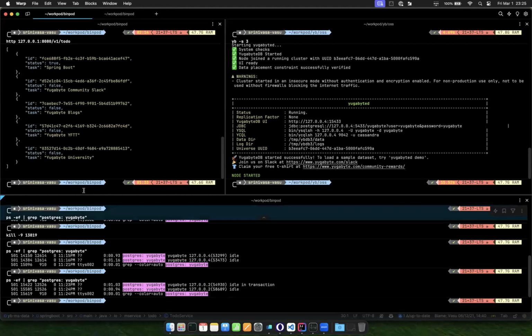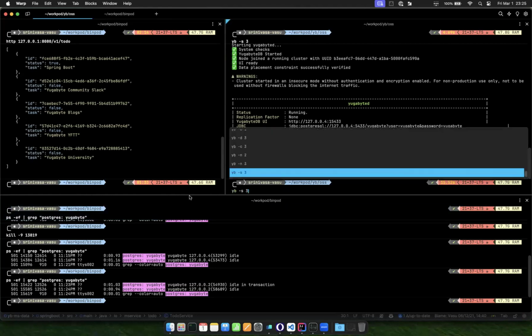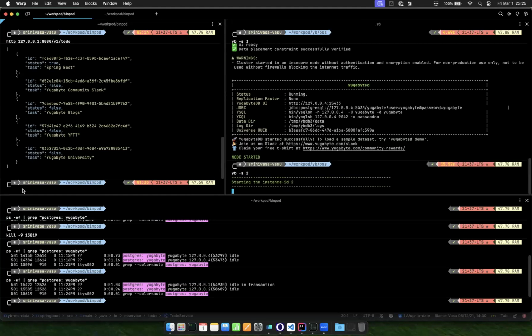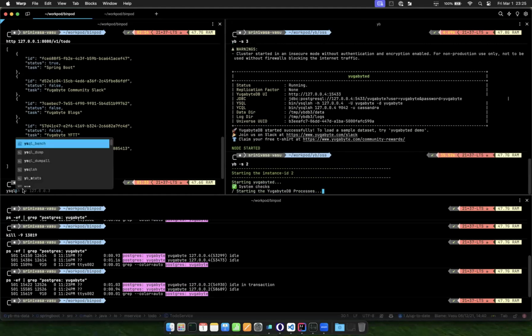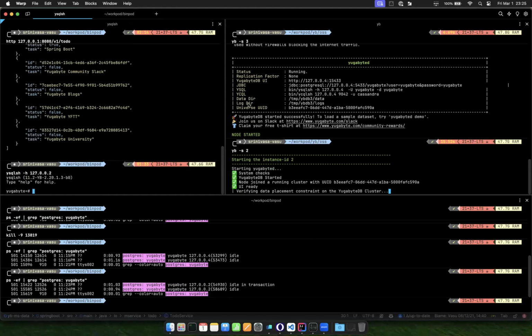For example, let me bring up the other node as well. When this comes up, I'll connect via the YSQL SH terminal.